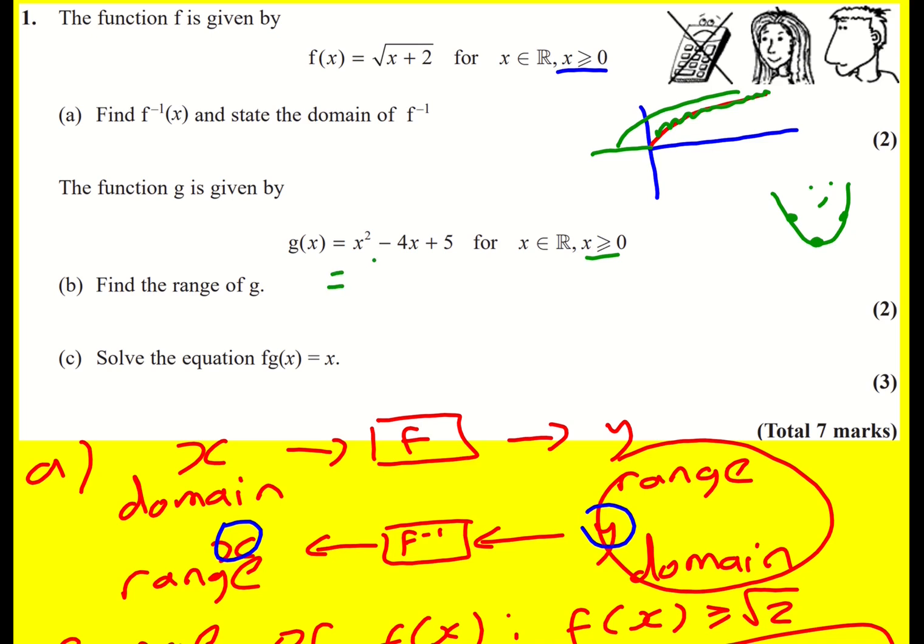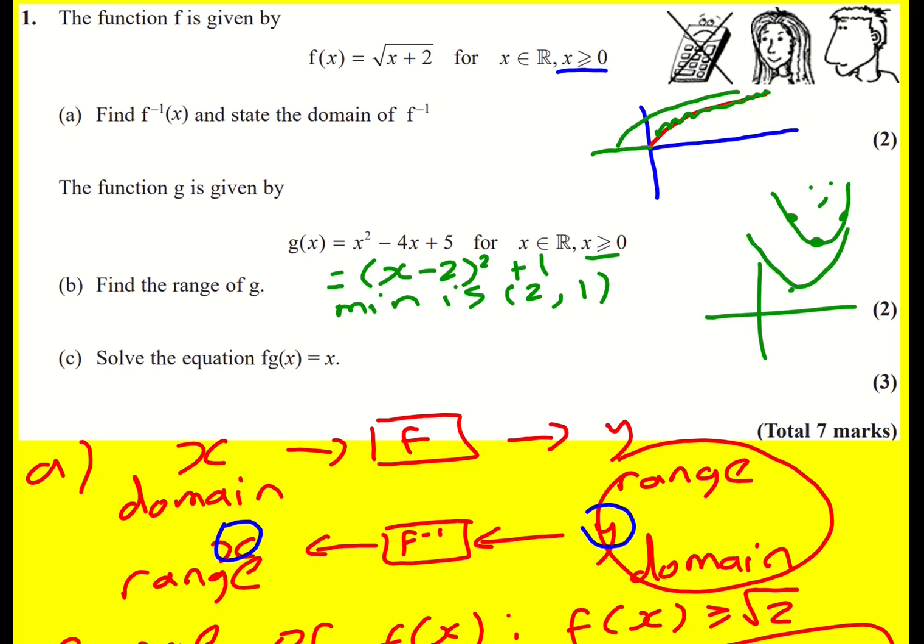So the first thing to do is complete the square. It's going to be x minus 2 squared, giving that 4. Then I need to subtract 4 and add 5, so it's going to be plus 1. And so the turning point, or the minimum, is going to be 2, 1. So let me draw a little sketch of that. Now we just need to look at what happens when x is 0. And we're going to have 5 there.